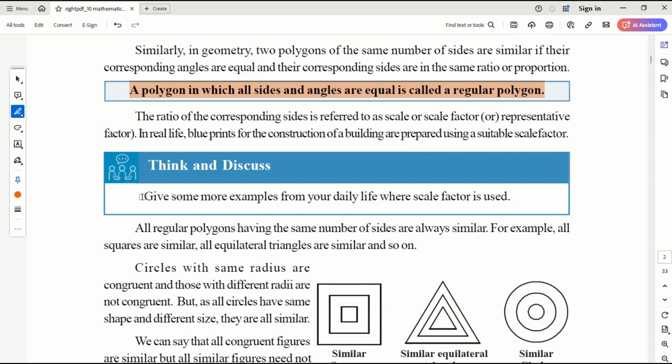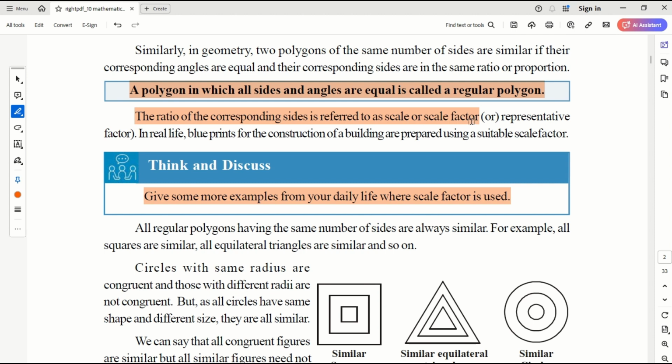Okay. What are the other examples which you can think of, figures which are similar? And what is the rule required for these similar figures? The ratio of corresponding sides is referred to as the scale factor. So this is the most important thing.